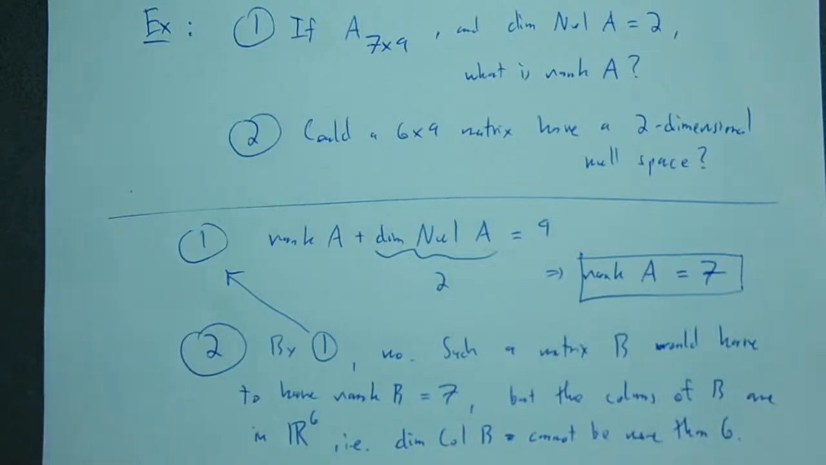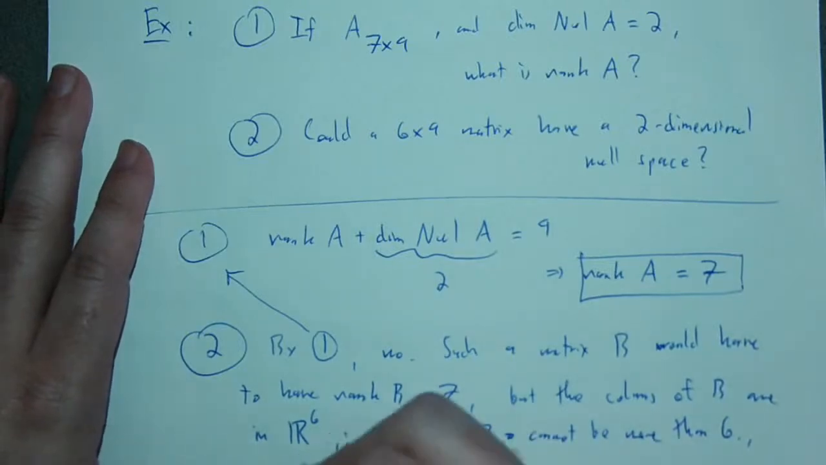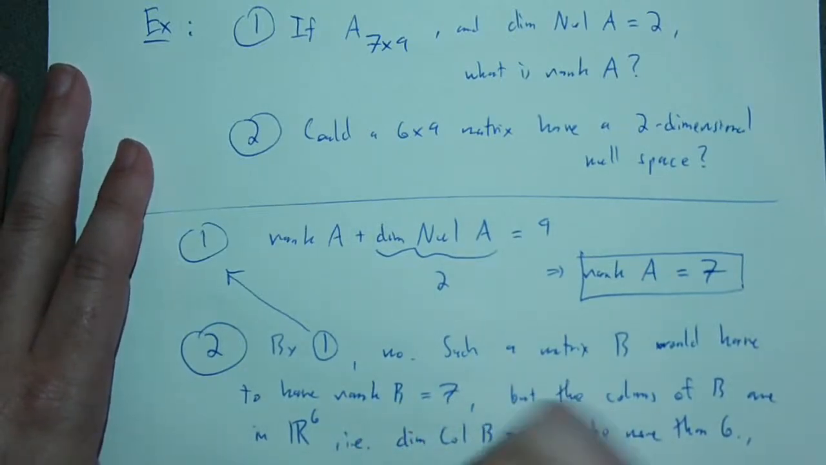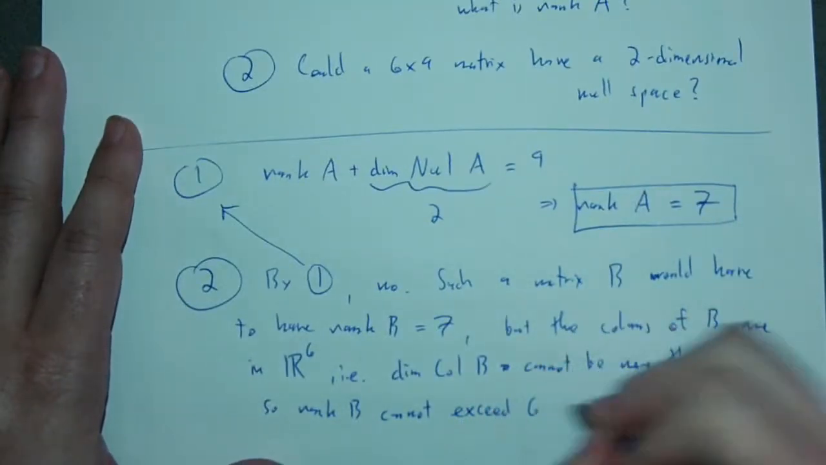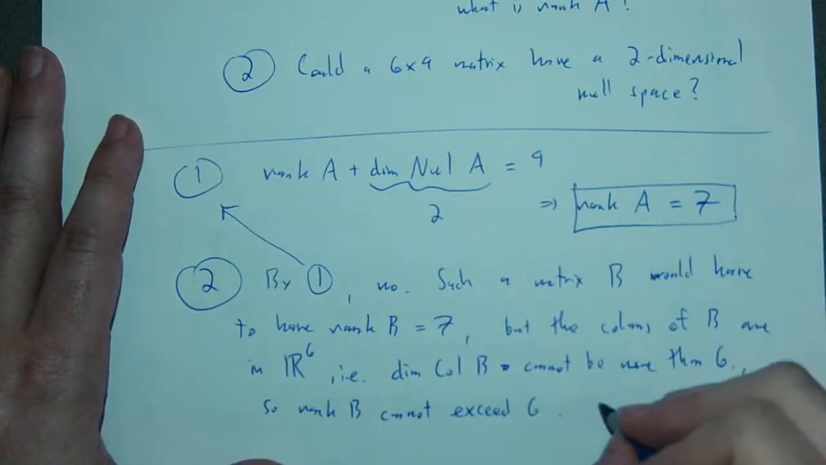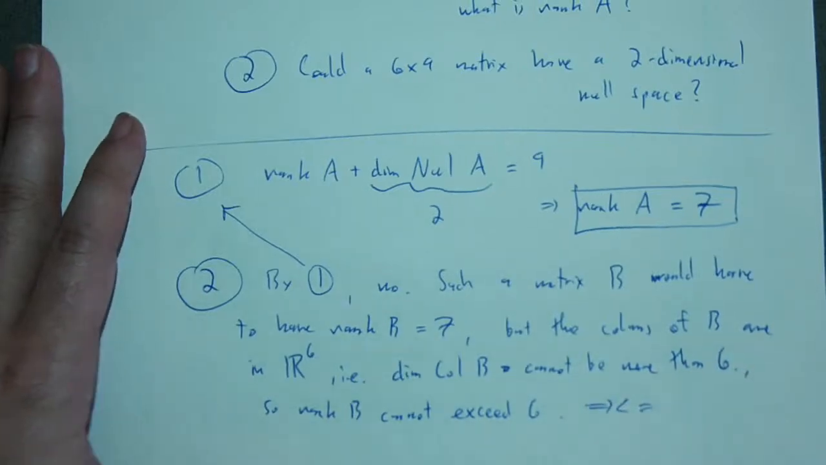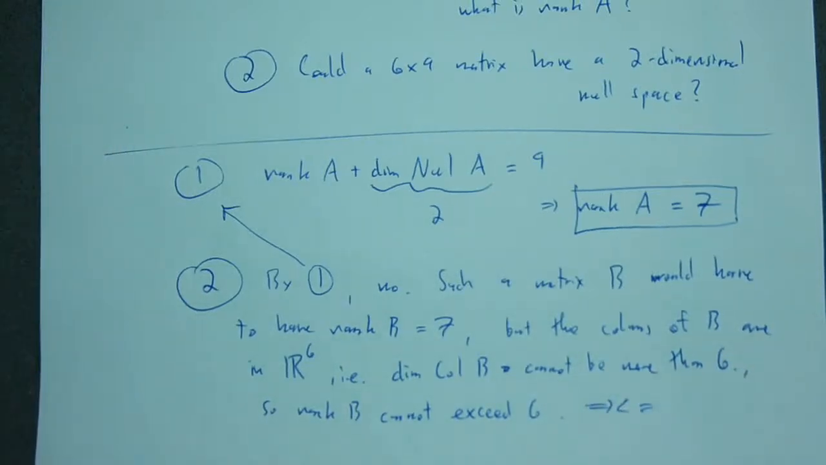All right, so rank B cannot exceed 6, but that's a problem, right? So that can't happen. Okay, so the answer to that is no. Right. Yeah, so it's that.